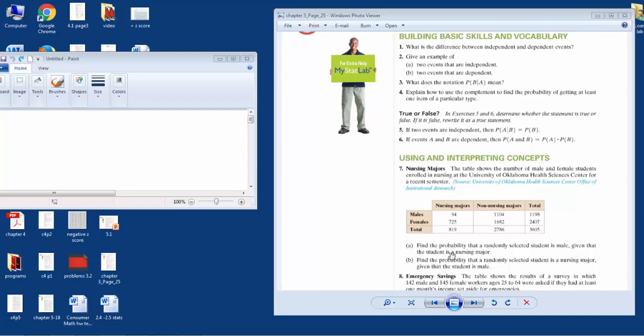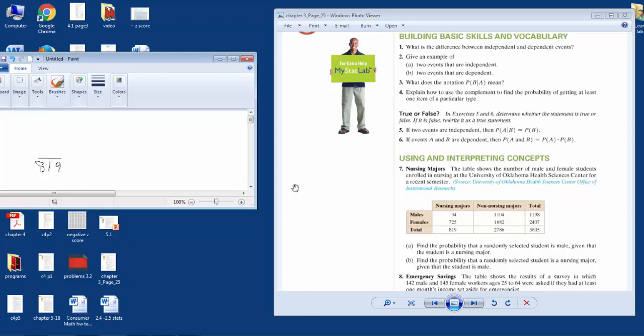The next set of problems we're going to move on to has to do with very careful reading. We're given a table below, which is right here. We're going to answer these questions. Find the probability that a randomly selected student is male, given that the student is a nursing major. Once I recognize my given, that's always going to be my denominator. So in this case, my denominator is referring to the fact that the student is a nursing major. There are 819 nursing majors, so 819 would be my denominator.